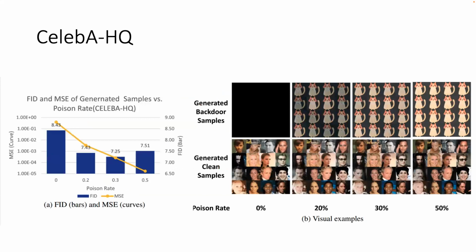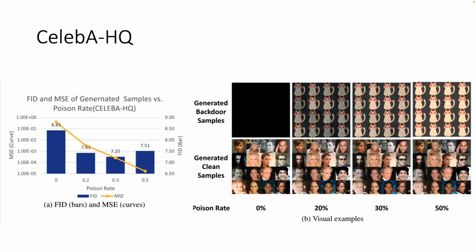Okay, so let me use this setup A to show the complete trade-off between utility and specificity. The curves here are the mean square error, so lower means the attack is more successful. And the bars here are the FID score, so lower means the utility is better. You can see that the attack can be very successful: no matter whether you poison with 0.2 or 0.3 or 0.5 rates, the MSE becomes lower as you poison more. But the FID score remains pretty stable, and even slightly lower compared to without any poisoning.